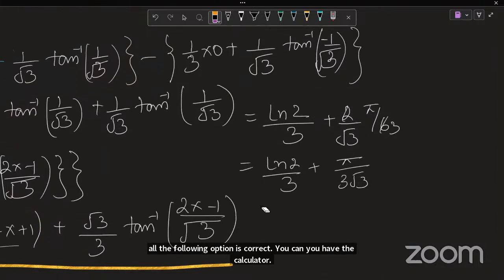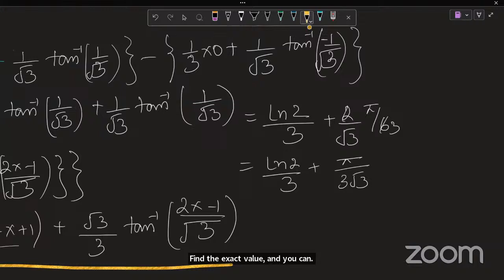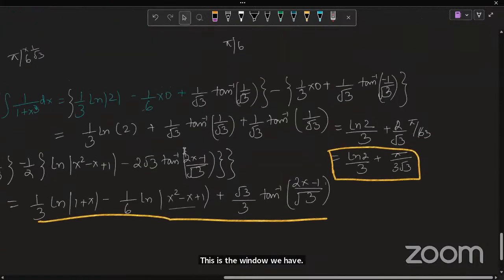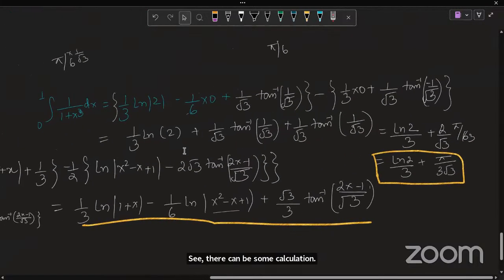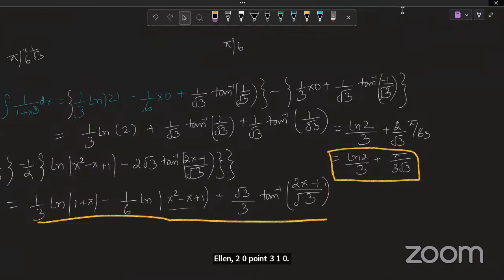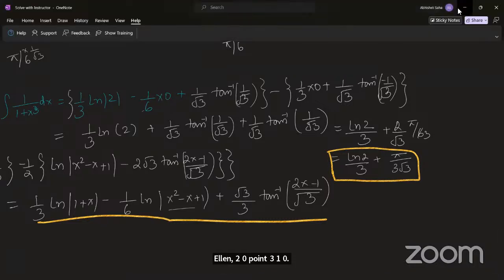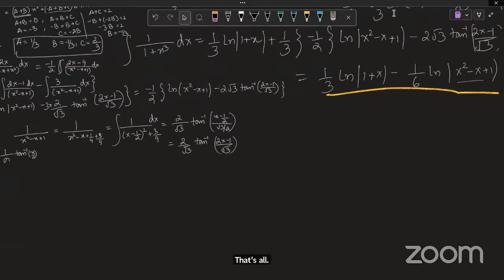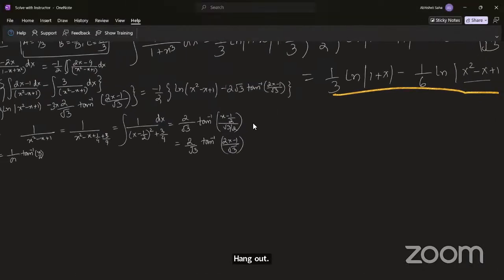Okay. You have the calculator, find the exact value and you can check. So this is the value we have. See, there can be some calculation error. ln2 is 0.3010. Okay. So yeah, that's all. Any doubts? Do you have any doubt remains?